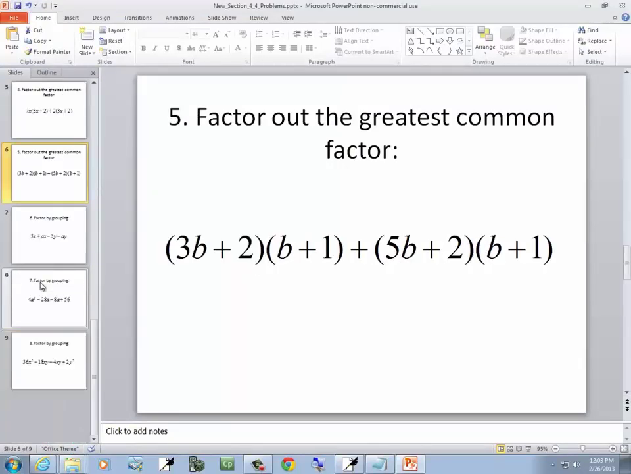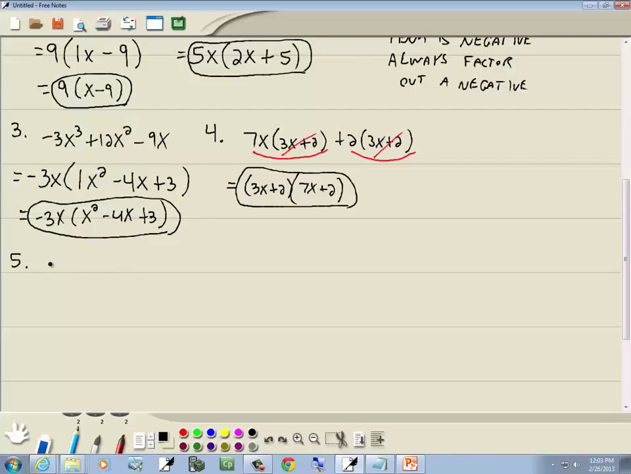Let's look at another one of those. 3b plus 2, b plus 1, 5b plus 2, and b plus 1. Same instructions, factor out the greatest common factor. Now these are considered 1. And these are considered 1 because they're multiplication. This times this, this times this.